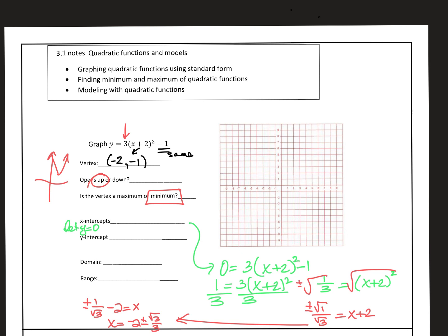So my x-intercepts are -2 plus the square root of 3 over 3, comma 0, and -2 minus the square root of 3 over 3, comma 0.